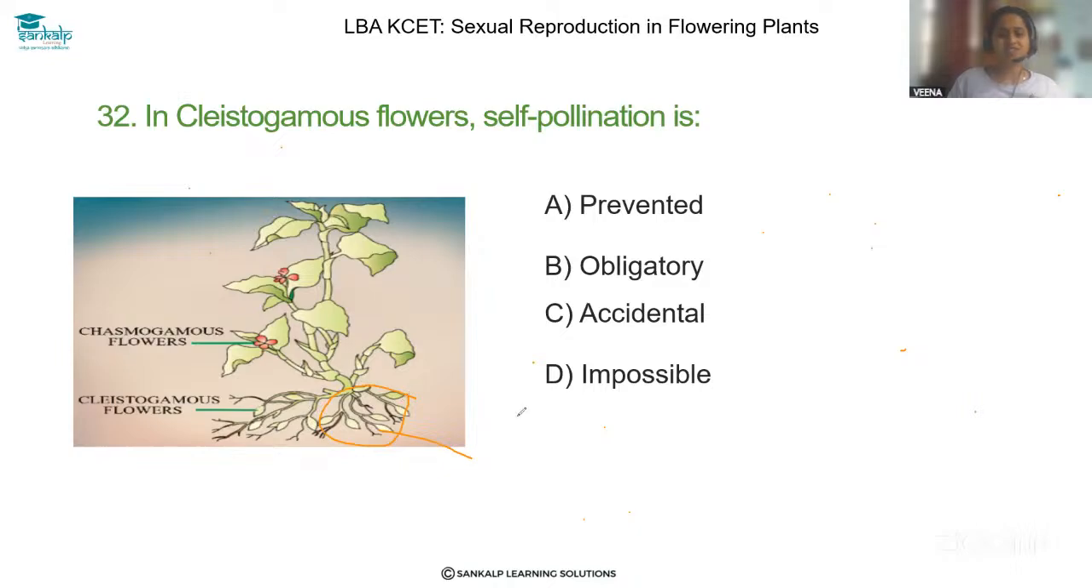So there is no chance of cross pollination here. Only self pollination is taking place. So in that case, self pollination is compulsory. There is no chance of cross pollination, so compulsorily self pollination has to take place. So the final answer is option B, obligatory. Thank you.